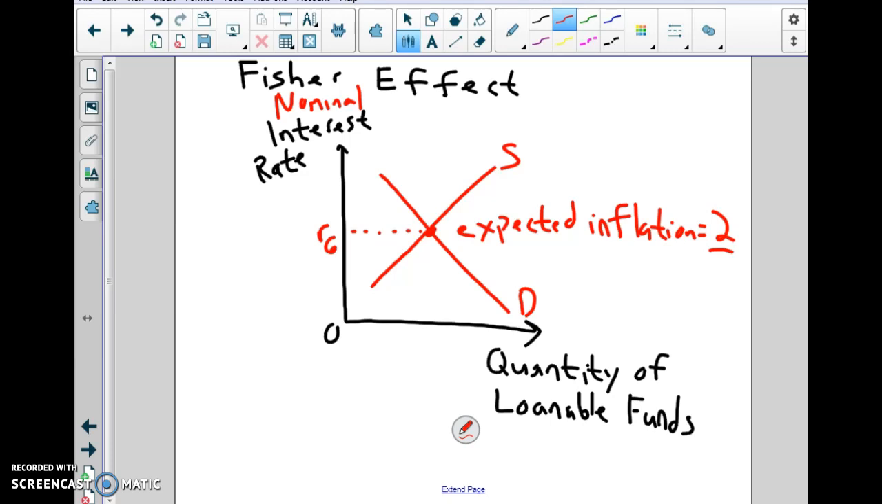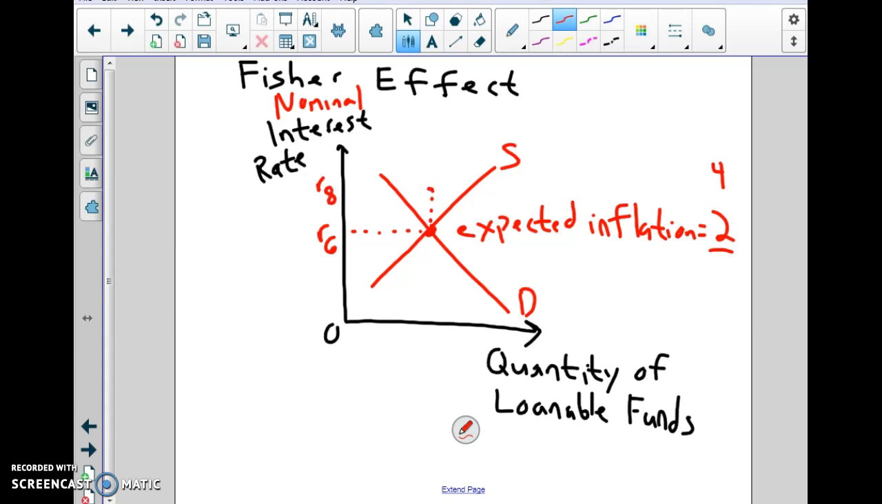Now, if a couple years go by, and that expected inflation actually goes up to 4, if we're seeing higher inflation, and everybody starts to assume that that inflation rate is going to be higher, then what's going to happen is the banks are going to have to charge more nominally to make up for the fact that the inflation rate has gone up. So, simple thing. If expected inflation went from 2 to 4, then nominal interest would go from 6 to 8. So the new nominal interest rate is 8%.